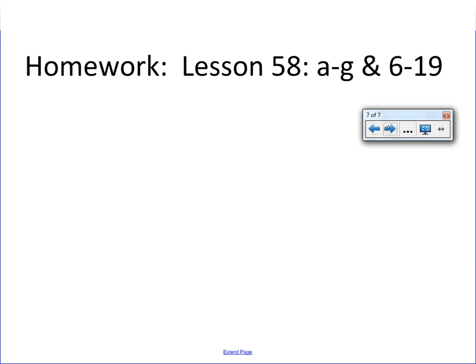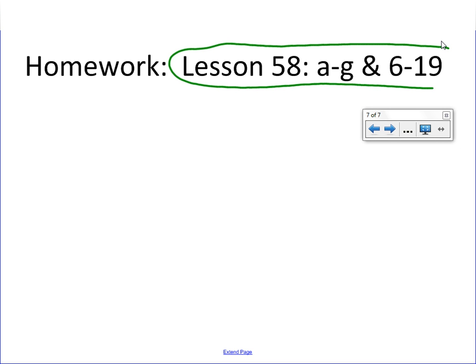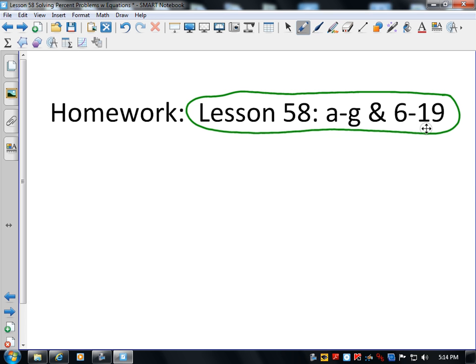Your homework for today is lesson 58, A through G, 6 through 19. Please make sure that this gets put on the assignment board and on the little board for the next few days. So be good, get your homework done. It will be due when you walk into the room tomorrow.